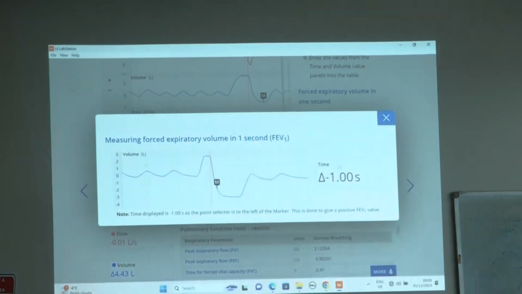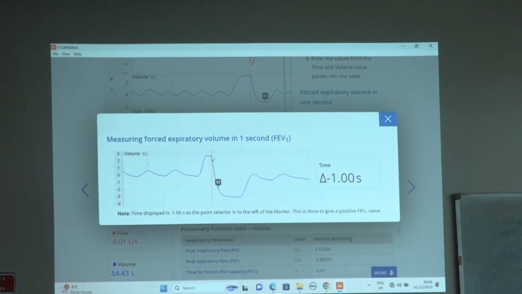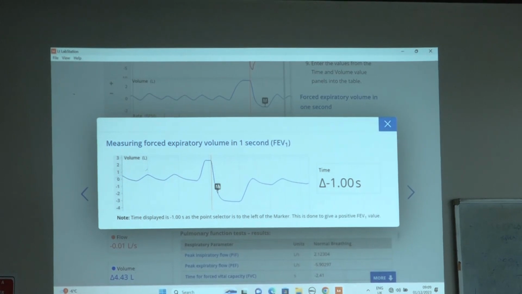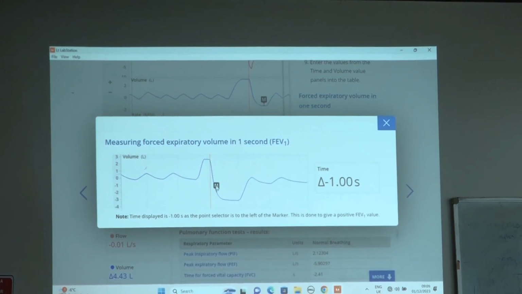Exactly. Just in case you don't know how to do that, you can click on this and it will show you that this was where we have our point selector. And this is the marker we want to look at 1 second to the right. So this change in time is 1 second. You can use this panel to look at it.